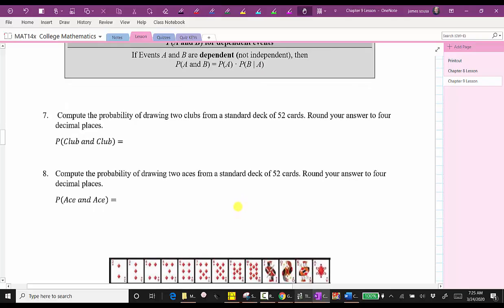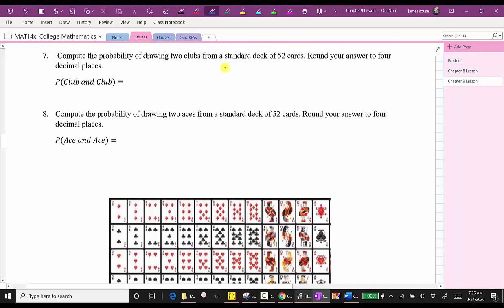For number 7, we want to compute the probability of drawing 2 clubs from a standard deck of cards, which is the same as drawing a club from a deck of cards, not replacing it, and drawing a club on the second card. We can indicate this probability as the probability of a club and a club. And the probability of drawing a club on the first card does affect the probability of drawing a club on the second card, which is why these two events are dependent or not independent. And therefore the probability of club and club is equal to the probability of a club on the first card times the probability of a club on the second card given the first card is a club.